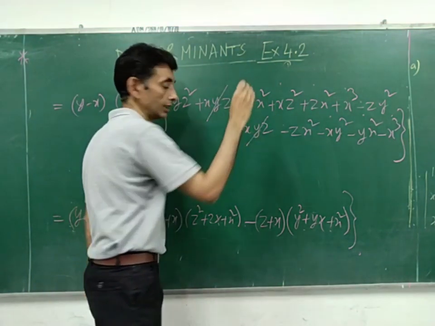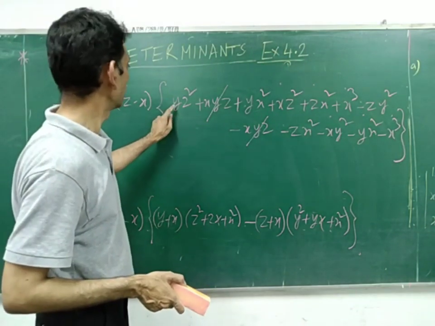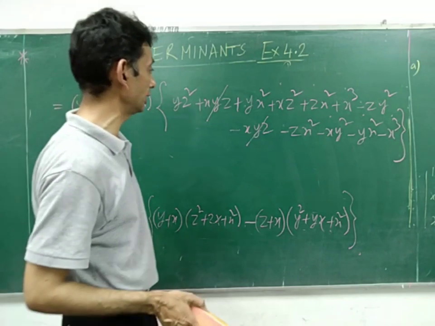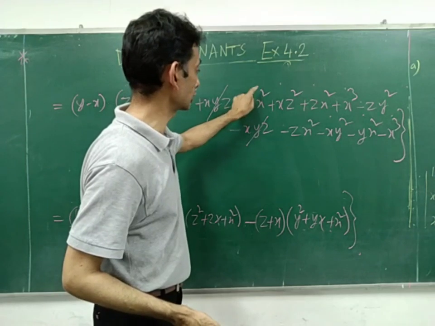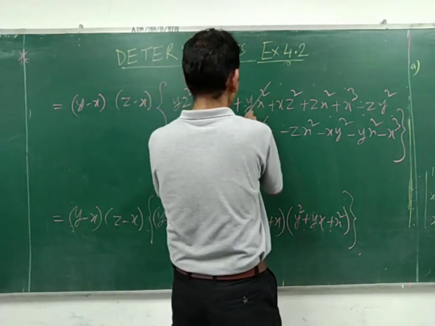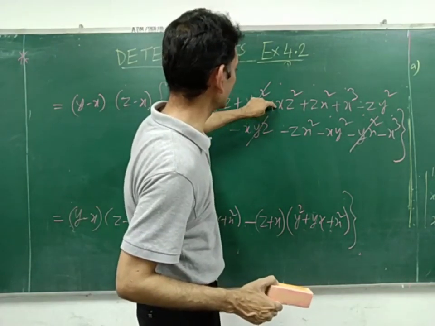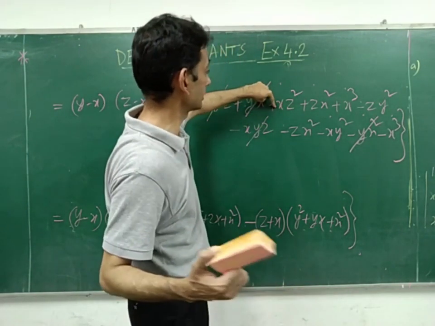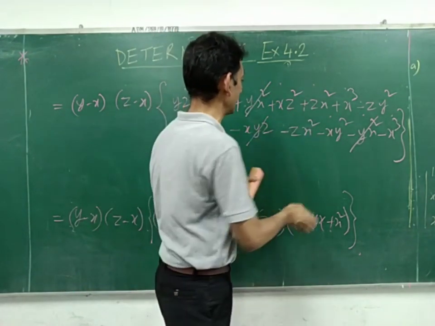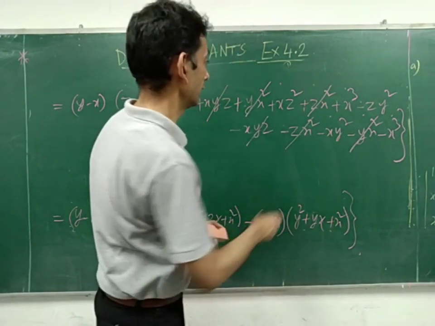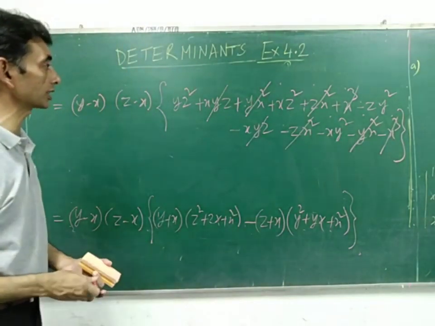So xyz and xyz will get cancelled out. Is there any term yz squared? You need to see that. Next coming to yx squared, plus yx squared and minus yx squared, so this term will get cancelled out. Then next, xz squared. Is there any term consisting of xz squared? Here zx squared is there, plus zx squared minus zx squared, it will get cancelled out. This plus x cubed and minus x cubed got cancelled out. How many terms are left out?